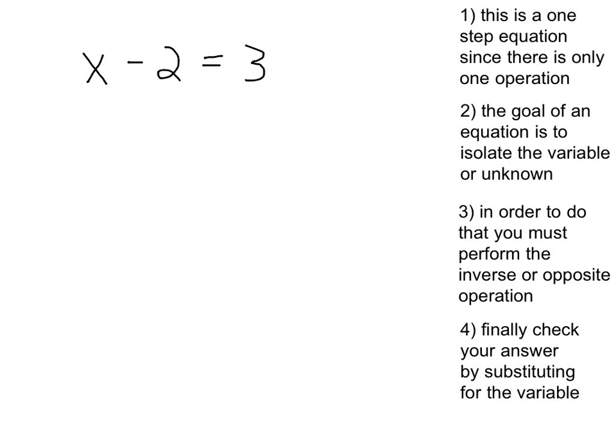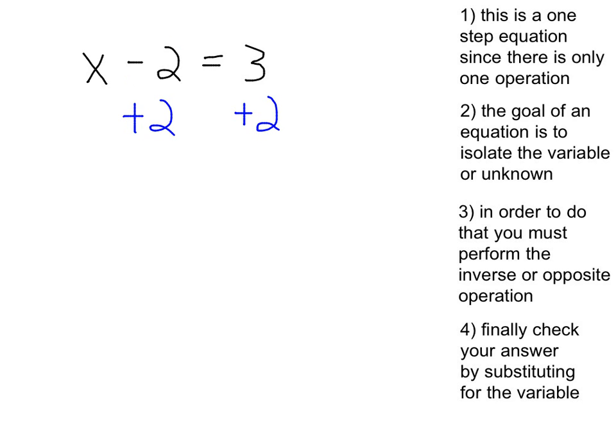Now let's look at a subtraction equation. Again, this is a one-step equation because there's only one operation. In this case, it's subtraction. Now in order to isolate the variable, to get it all by itself, so we get x equals some certain number, we do the inverse or opposite operation. So instead of subtracting 2, what we need to do is add 2. And again, you have to do this to both sides of the equation.